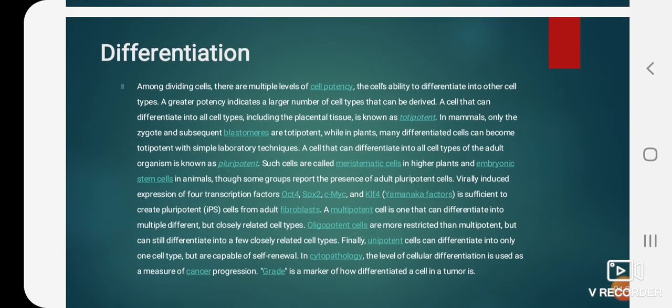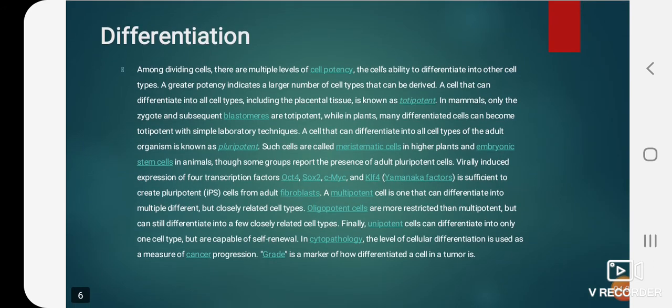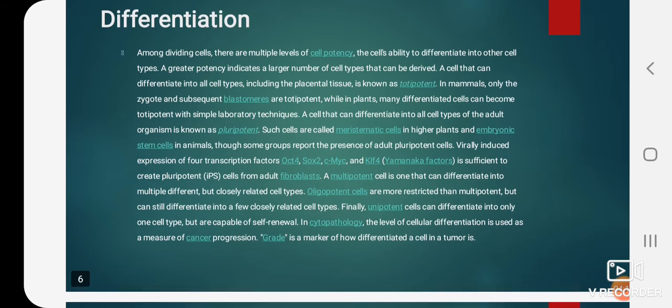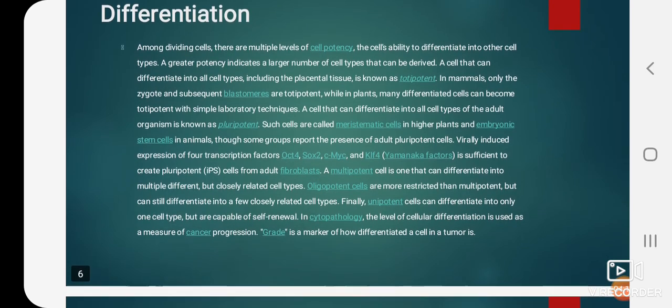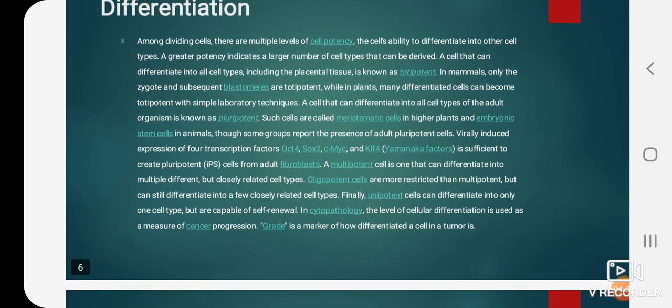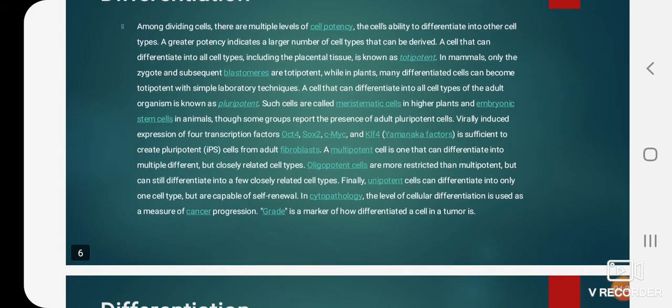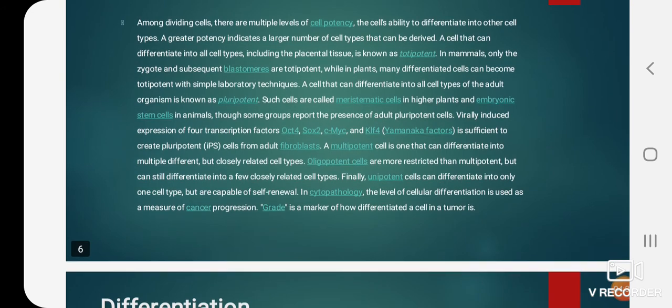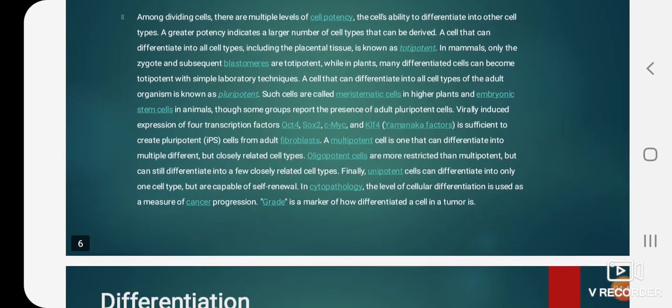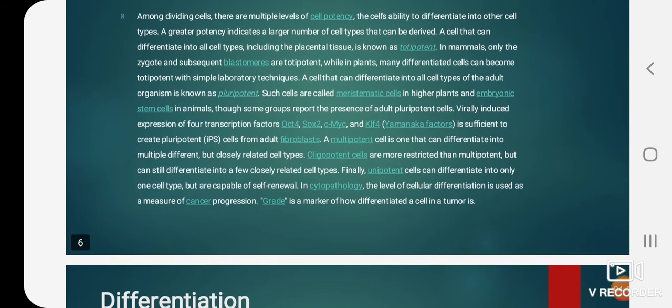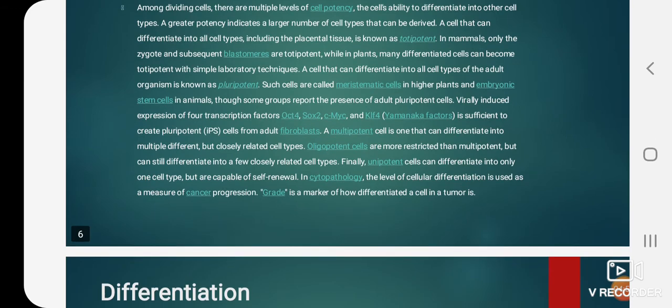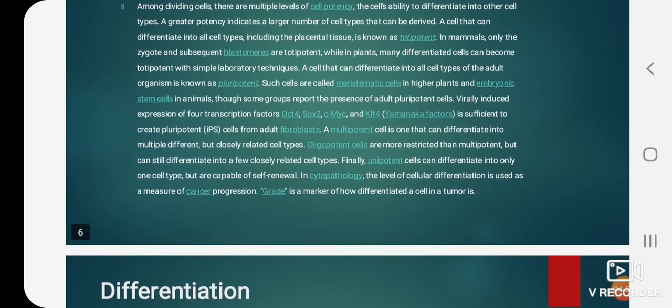while in plants, many differentiated cells can become totipotent with simple laboratory techniques. A cell that can be differentiated into all cell types of the adult organism is known as pluripotent. Such cells are called meristematic cells in higher plants, and embryonic stem cells in animals. Though some groups report the presence of adult pluripotent cells, virally induced expression of four transcription factors OCT4, SOX2, CMYC, and KLF4, the Yamanaka factors, is sufficient to create pluripotent cells from adult fibroblasts.